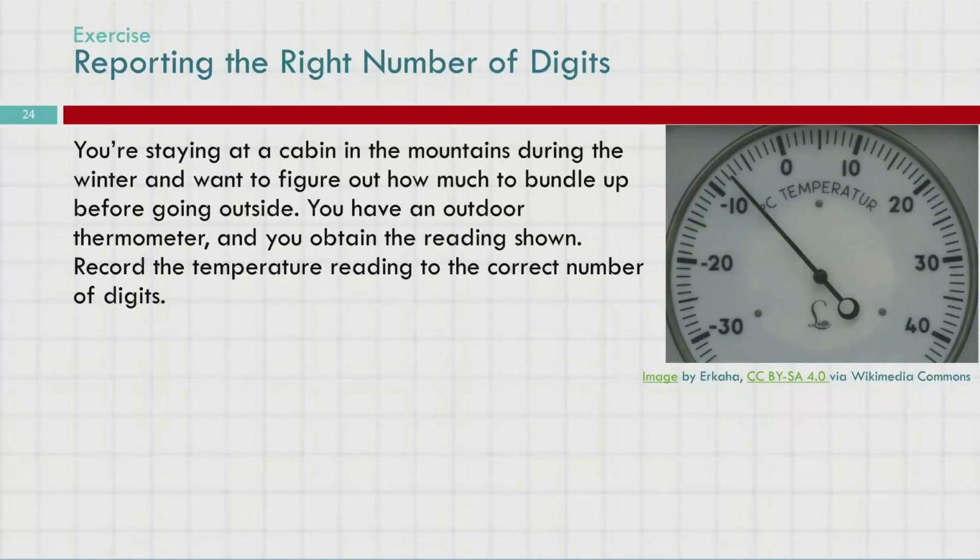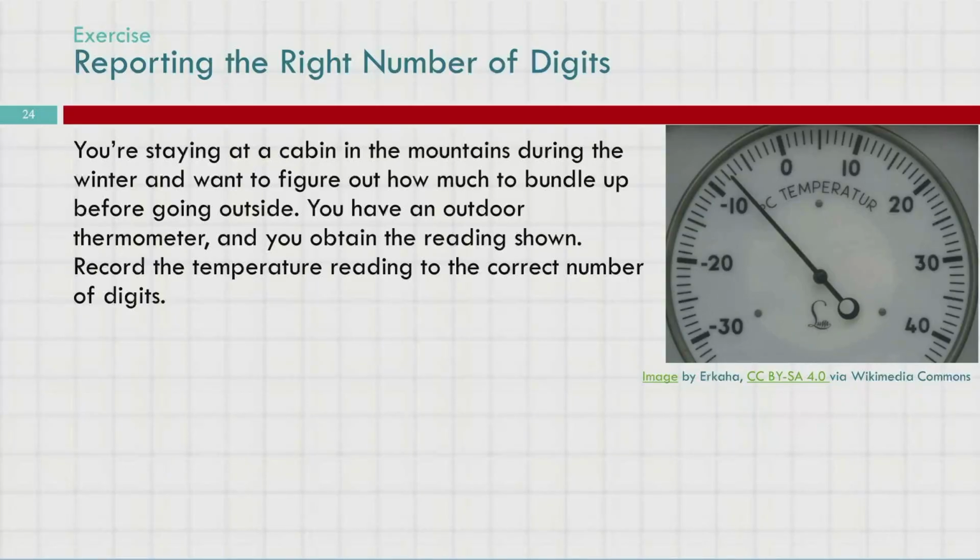We've got an outdoor thermometer. So we look out and we see this thermometer and we obtain a reading, the one that we see there. We want to know what's the temperature so that we can report it to the rest of the people in the house. How much do we have to bundle up? So go ahead and give that a shot. Try and read off what that number is, and I will give you a little bit of time to do that.